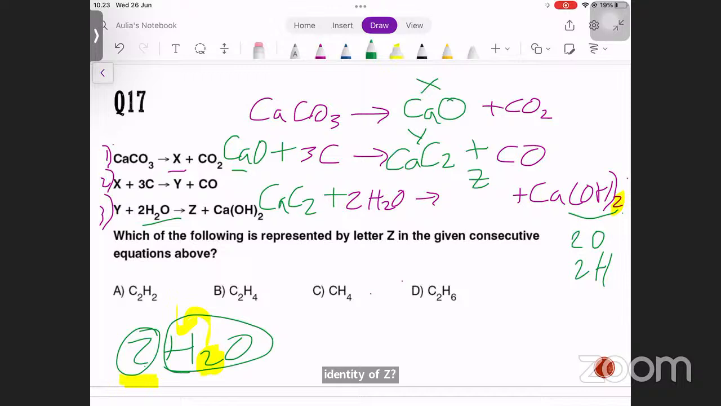What's the identity of Z? Yes, thank you, Naumika. It is C2H2. So you just need to count the rest of the elements, which is not being used yet.